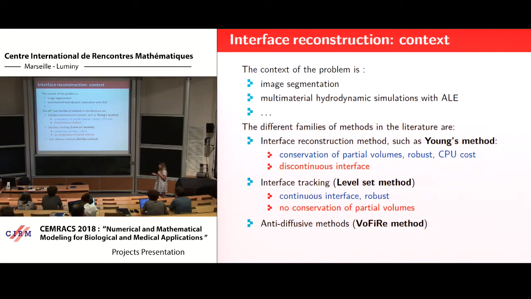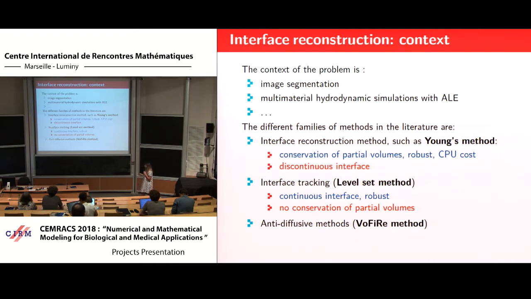And so there are three families of methods that try to find the interface between the two materials. A first category is the interface reconstruction methods. The most famous one is Youngs' method. Youngs' method is a very robust method, and what it does is reconstruct one interface per cell. It has some advantages because it's able to conserve the partial volumes. By partial volumes, I mean the concentration of each material in the cell. It's robust and it's cheap. But the interface reconstructed with Youngs is not continuous. You will see a picture later of what I mean by that.